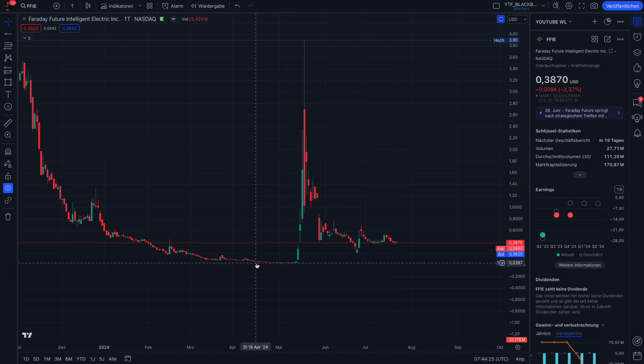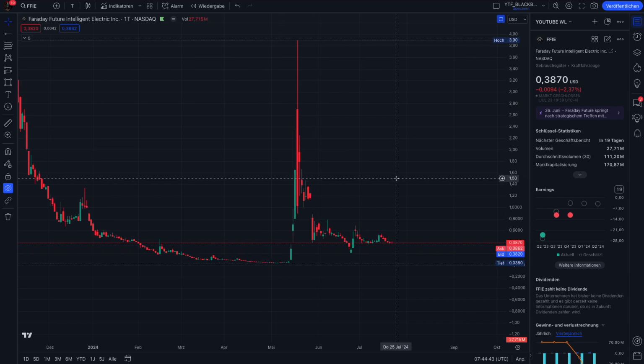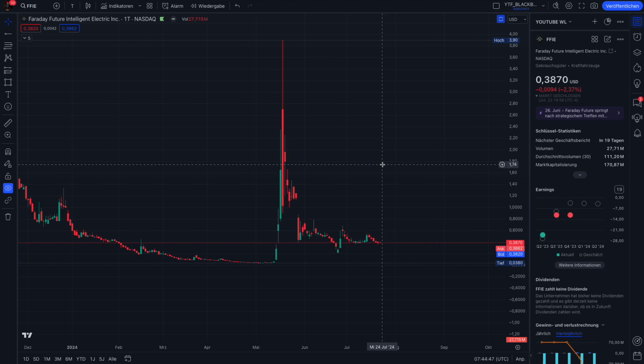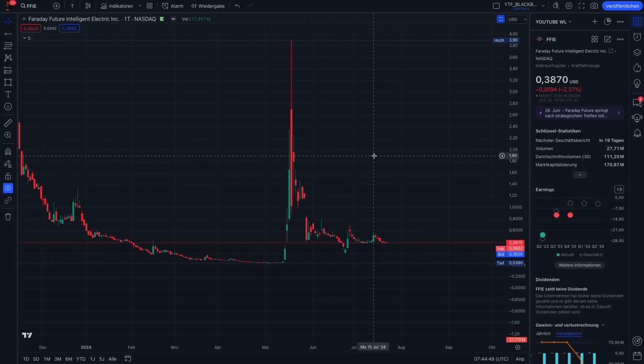And as we all know, Faraday Future is a hell of a short squeeze stock because we had here a 10,000% short squeeze and we are still trading here 1,000% over the initial price target. 3 cents 80 was the trigger for the short squeeze, and we're still trading here at 38 cents, so we have here still 1000% profit if you entered here. Yeah, but now of course everybody is waiting here for the next squeeze or the so-called post squeeze.